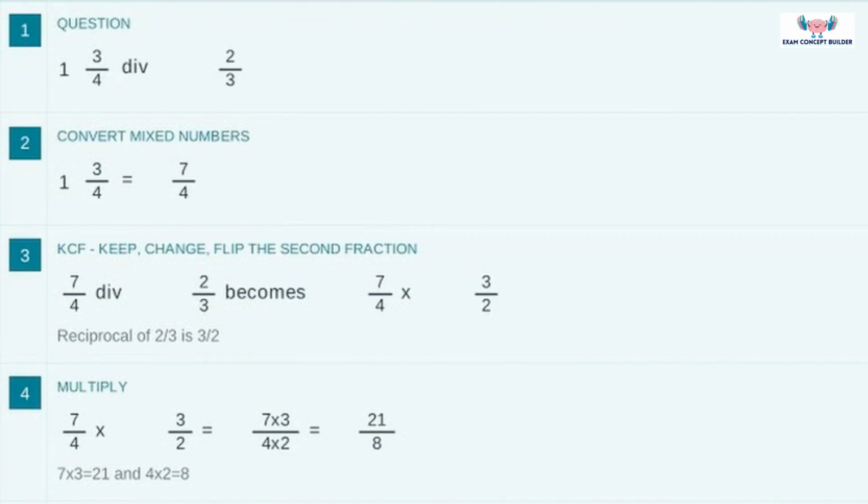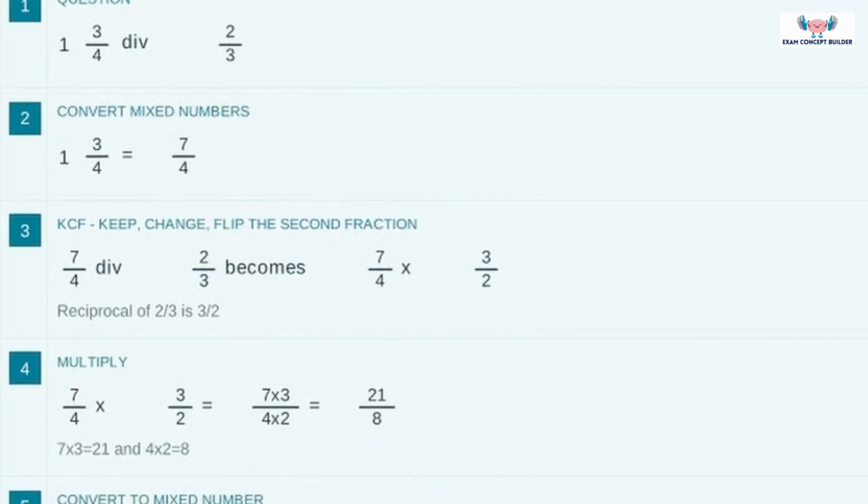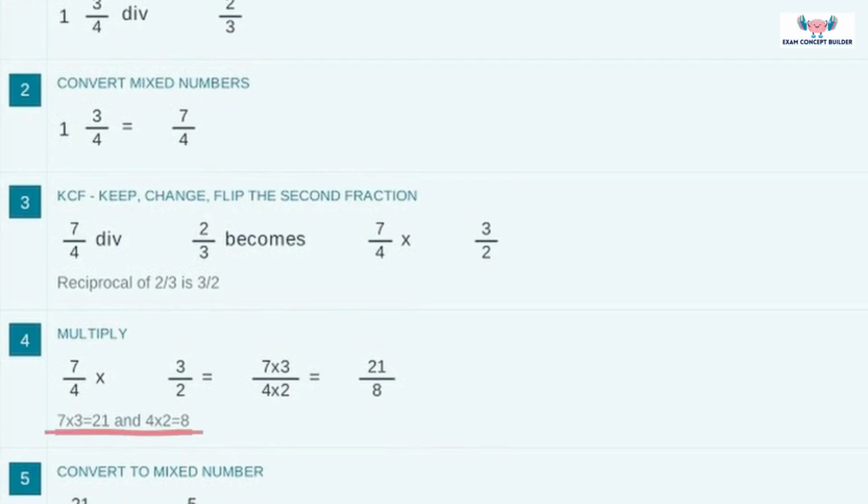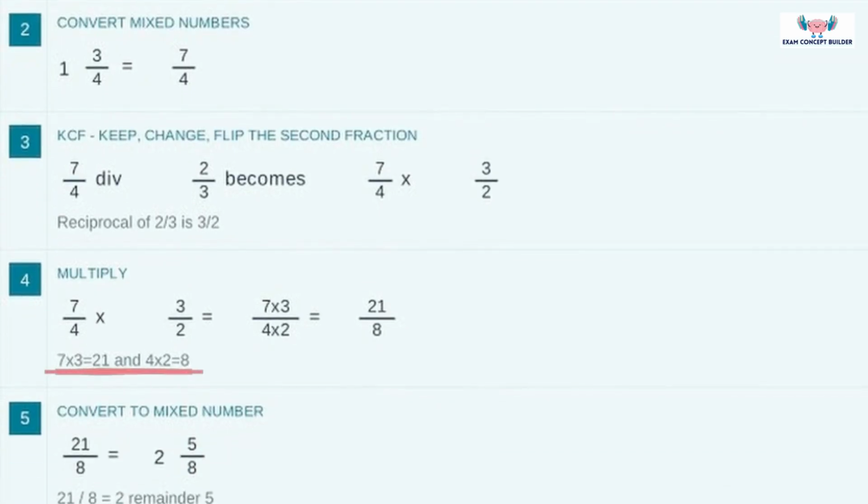That mixed number cannot be processed in its current state. We convert it by multiplying the whole number by the denominator and adding the numerator. 1 times 4 is 4, plus 3 is 7. Our mixed number is now the improper fraction 7/4. With the equation formatted as 7/4 divided by 2/3, we can run our sequence. Keep 7/4, change division to multiplication, and flip 2/3 to its reciprocal, 3/2. We multiply straight across. 7 times 3 is 21, and 4 times 2 is 8. That gives us 21 over 8.